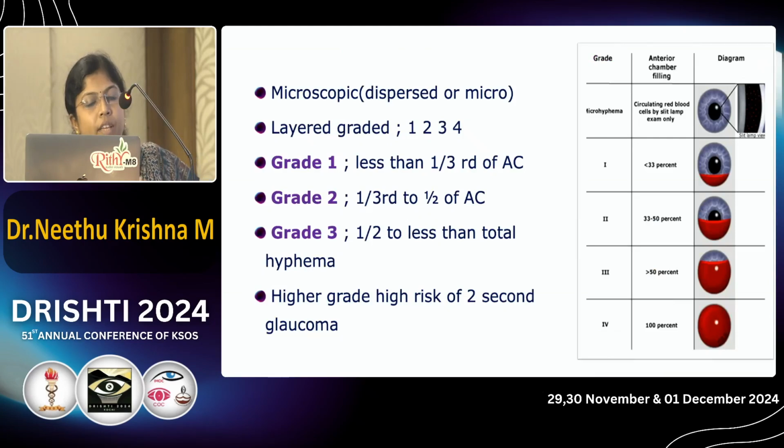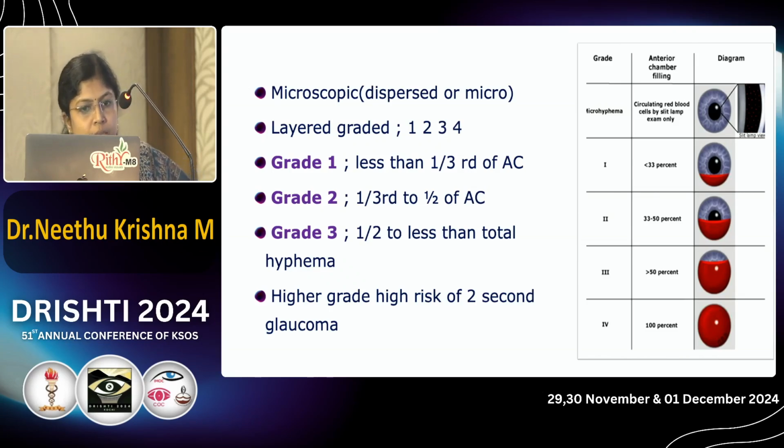Next, the classification of hyphema. Grade 0 is microscopic hyphema, which includes only RBCs with no layered hyphema, but RBCs by themselves can result in raised IOP and complications. Next, the grades of hyphema, grade 1, 2, 3, 4. Grade 1 is a level of hyphema less than one third of the anterior chamber. Grade 2 is one third to half of the anterior chamber. Grade 3 is more than half but less than total hyphema. As the grades increase, the severity of hyphema and complications increase.